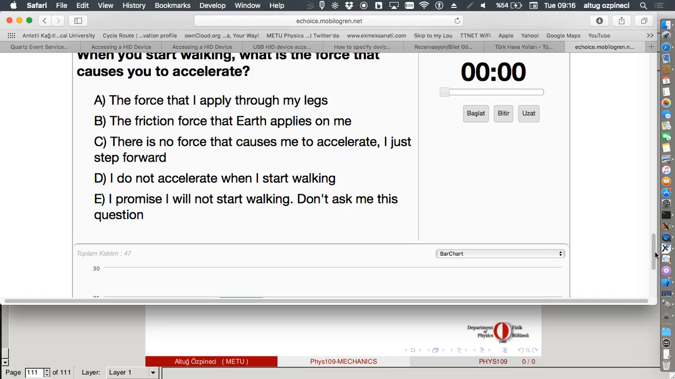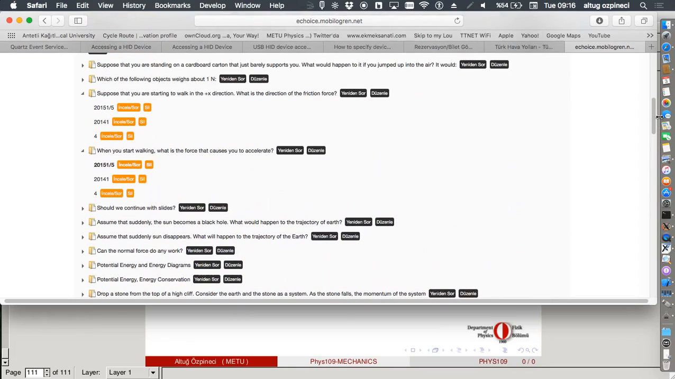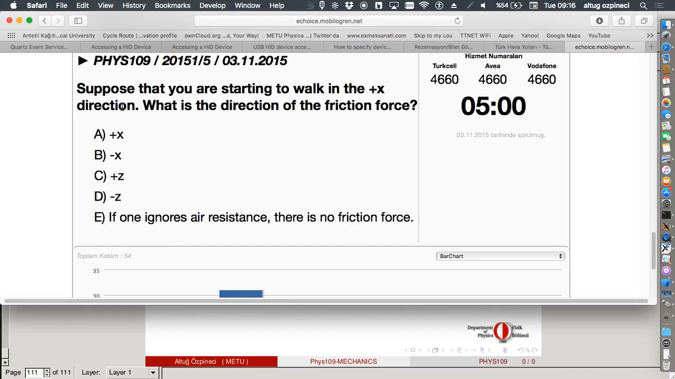Now, why is it in the plus x direction? Okay, I hope I have convinced you that it is in the plus x direction. We are accelerating in the plus x direction, and the only force acting on me is the frictional force. Of course, there is a weight, but the weight is in the vertical direction. Only the frictional force causes me to accelerate horizontally. Why were you confused about the minus x?